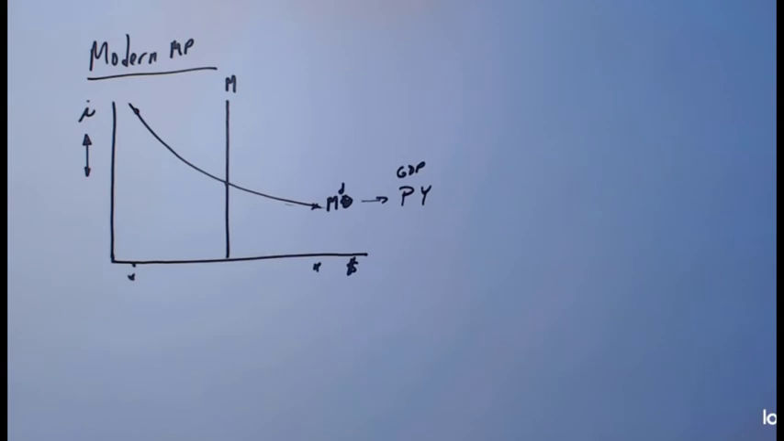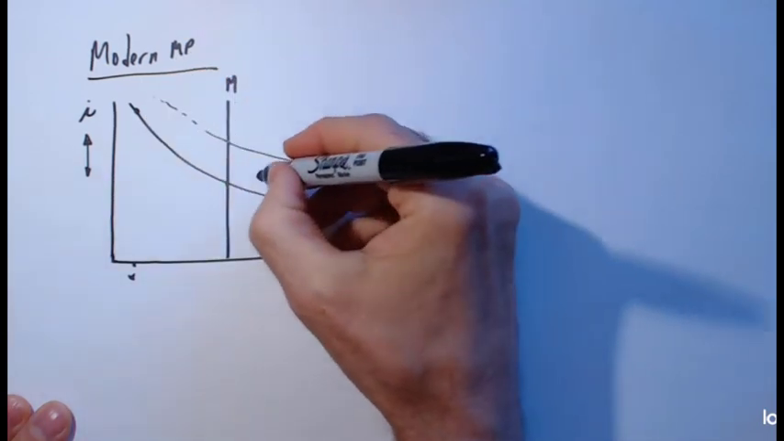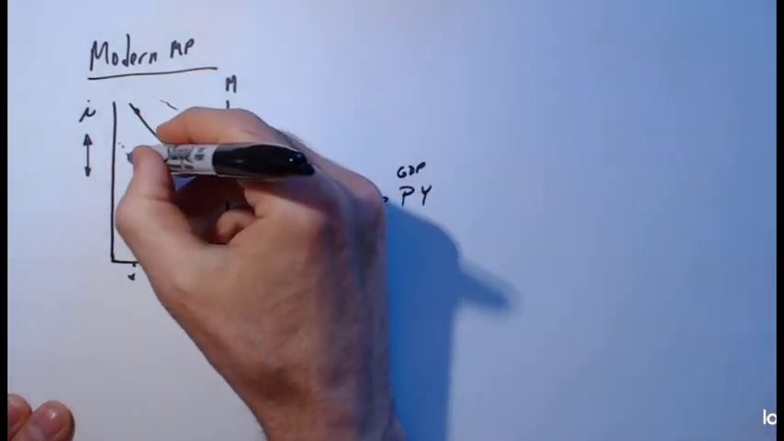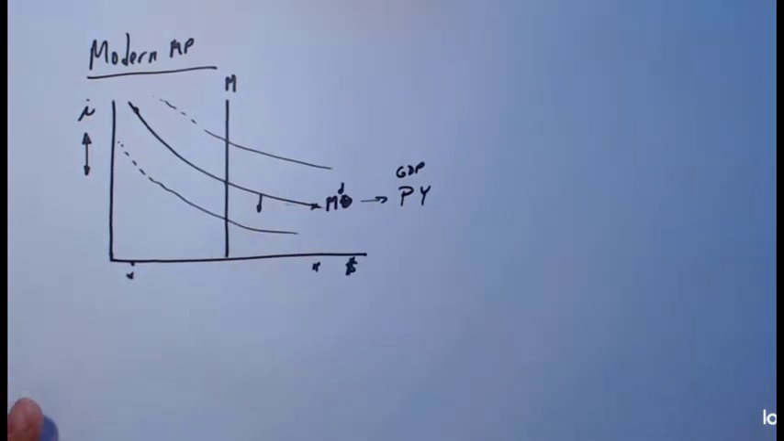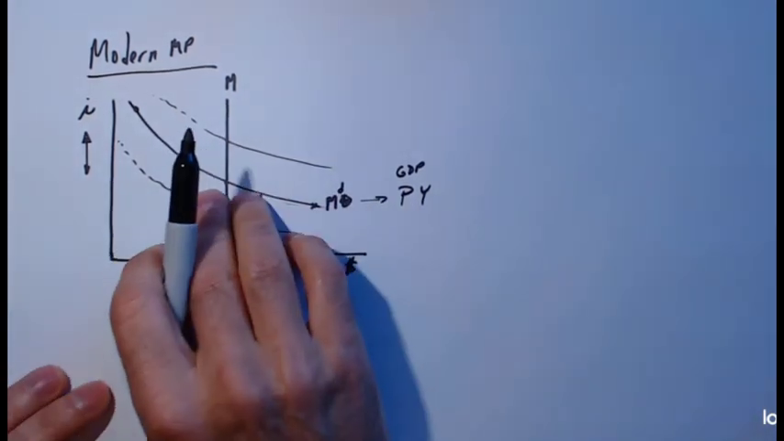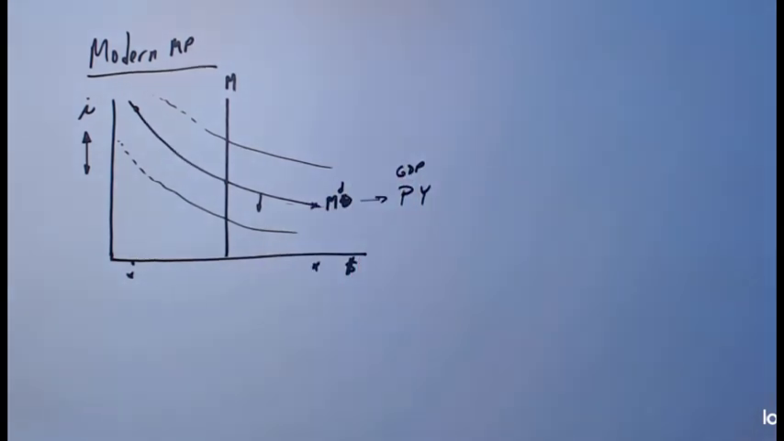It's the price of money. It's going to go up. It's going to go to a higher interest rate, and we could move up in this direction. Or if income fell, nominal income fell, we'd have a lower interest rate. We'd move here.